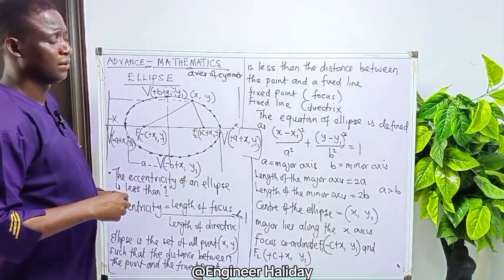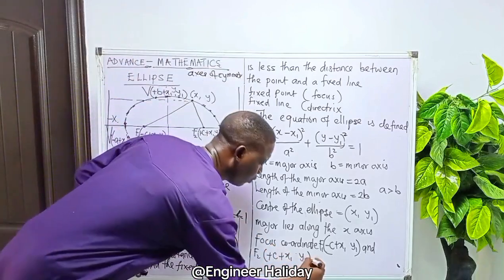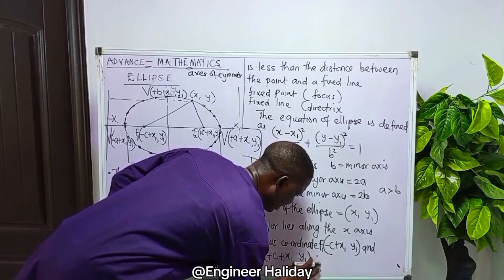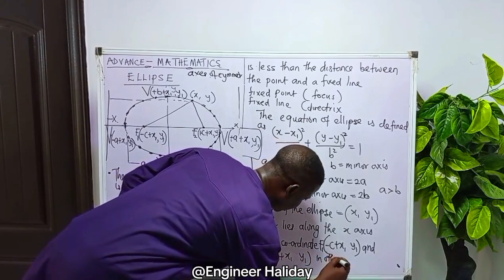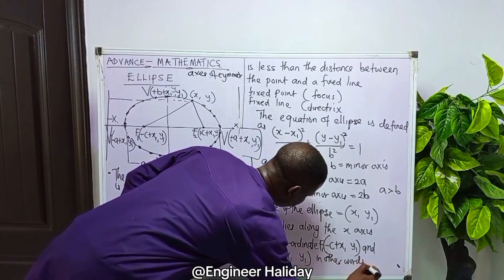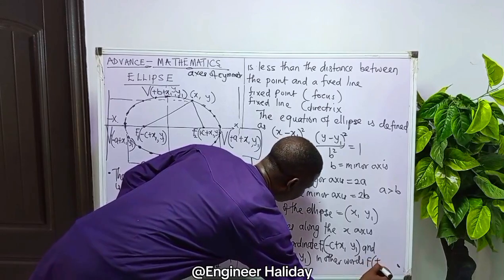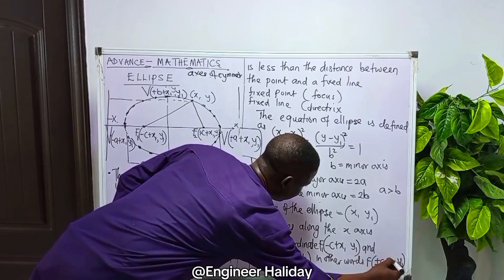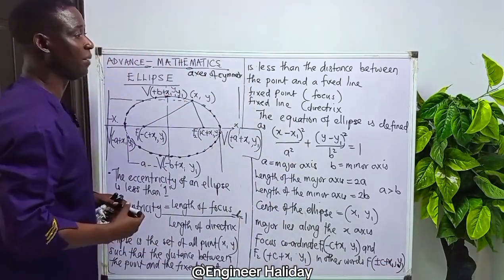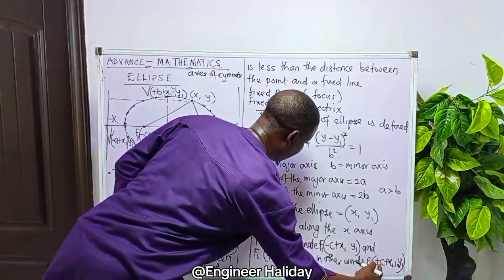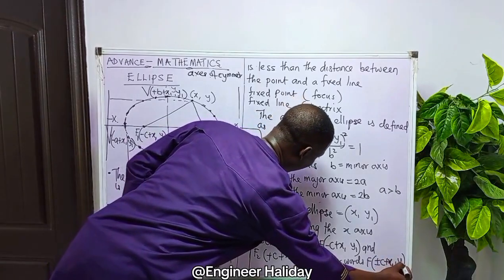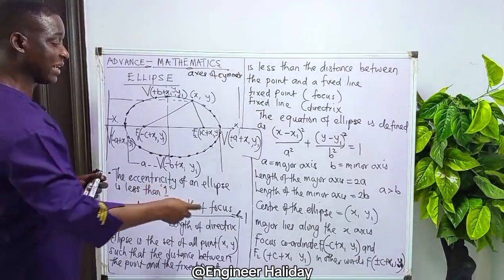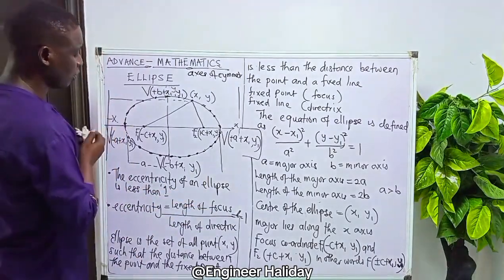There are two foci. So automatically it means that, in fact, sometimes we write it like this. In other words, it can be written as f equal to plus or minus c plus x1 comma y1. They write it like this: plus or minus c plus x1 comma y1. That is what some textbooks write, but I think I'm breaking it down there.